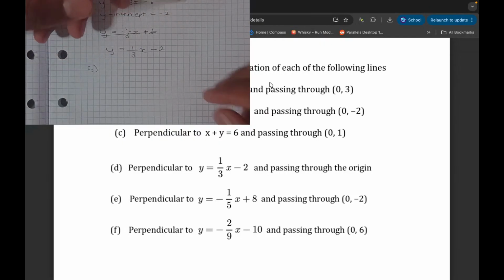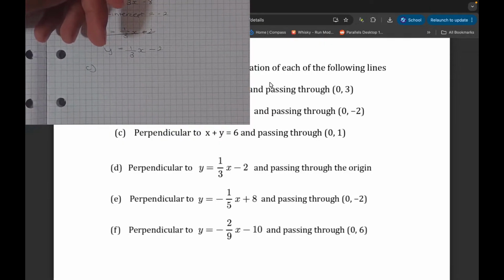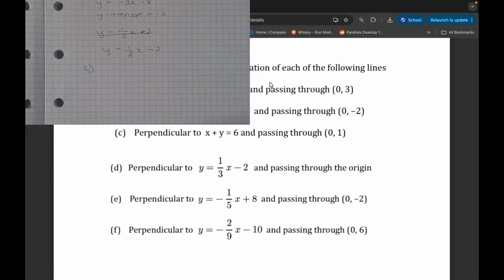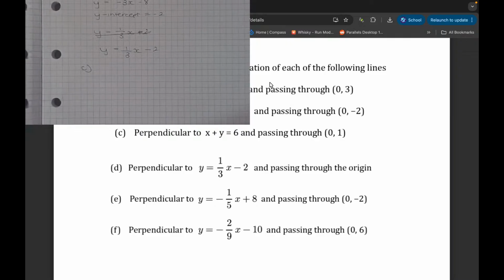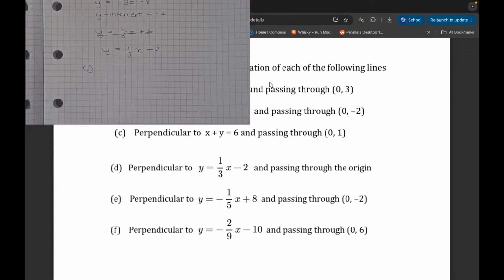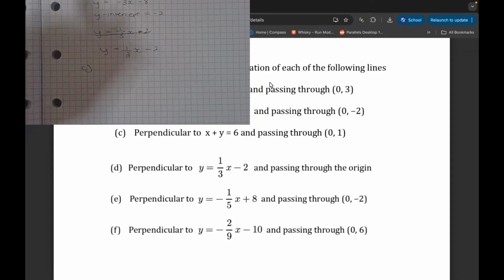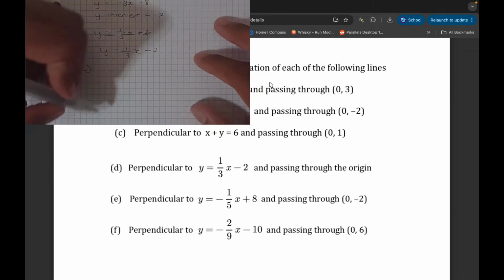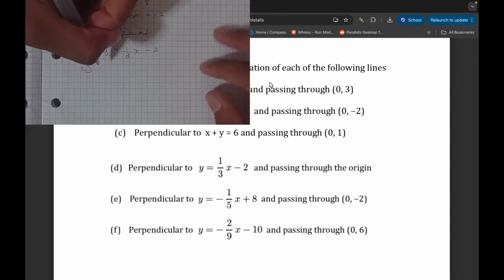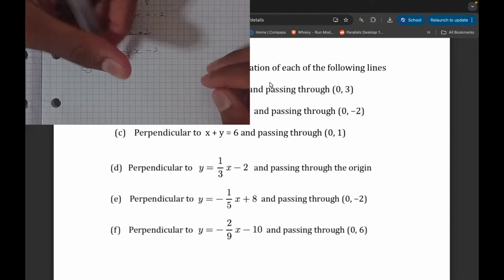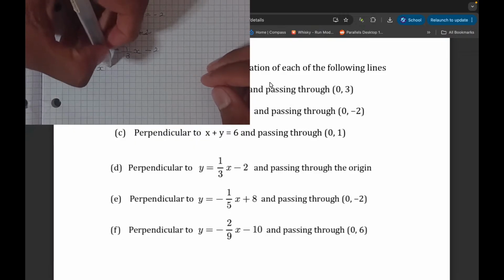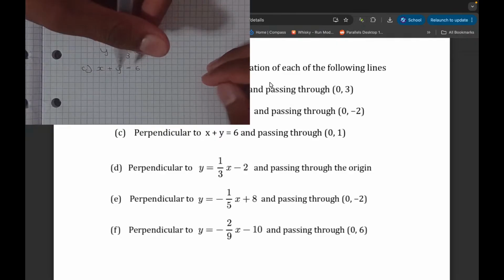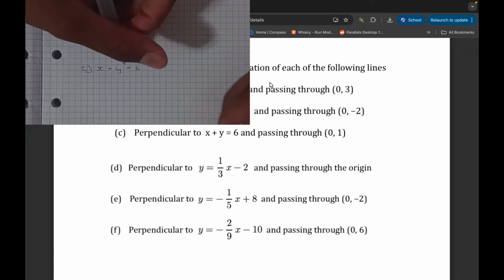Alright, let's see. What were we even doing? We should just fix this. Alright, you unloosen it and then pull it up. Okay, what was I even looking at? I was looking at C. Okay, so for C, what we do is let's write down the equation. X plus y equals 6.